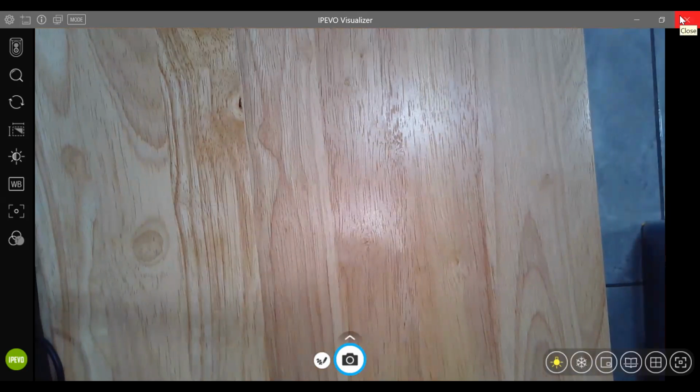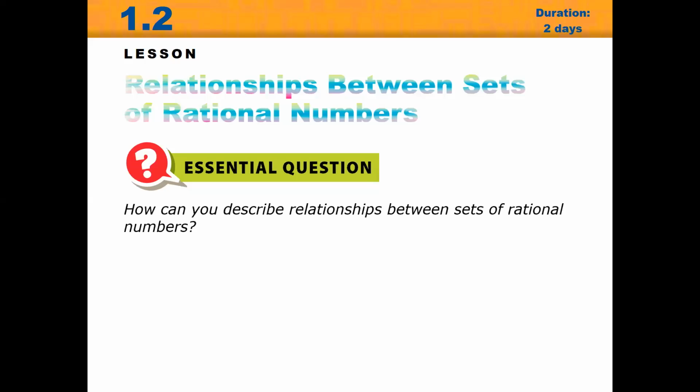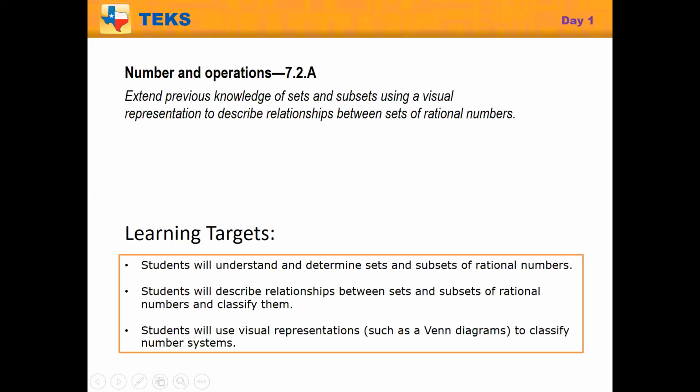And let me pull up the PowerPoint that we are going to use for today. So we're going to go over rational numbers and the relationship between different types of sets. So let me move to the next slide. So I kind of want to touch base on this. So this is what we're basically going to target today.